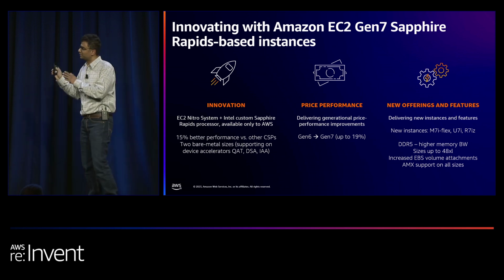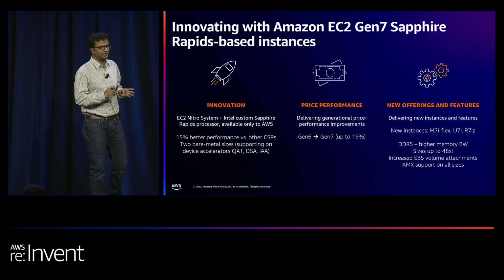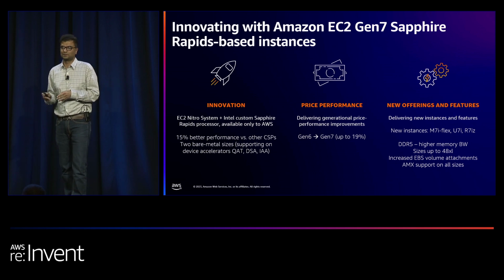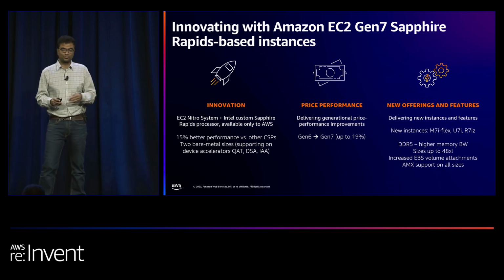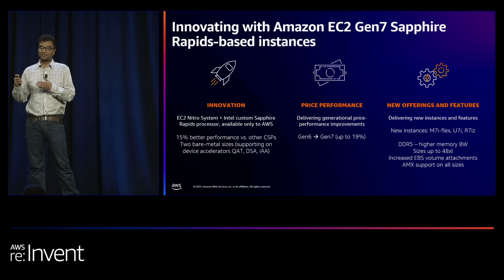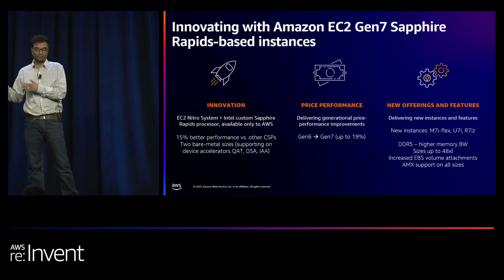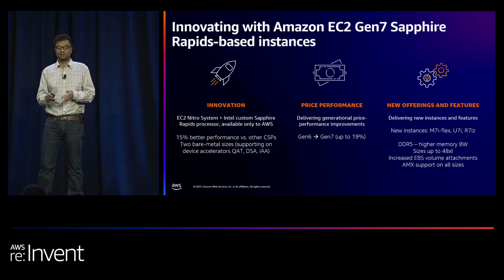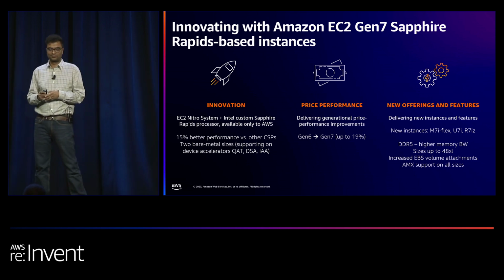I want you to focus on the innovation pillar first and look at the processors. These aren't any roadmap processors from Intel. These are custom processors. AWS has partnered with Intel to have custom processors available only to AWS. So if you have an EC2 Nitro system and a custom processor, it means that our Gen 7 Intel instances are able to deliver 15% better performance versus other cloud providers using comparable Intel processors. Isn't that amazing? The good news is that the innovation doesn't end here.